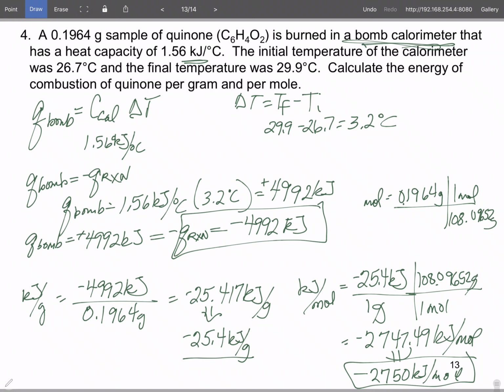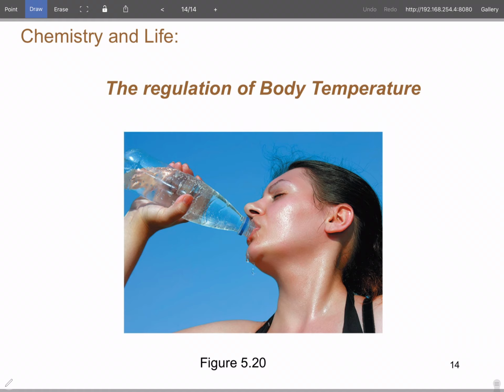Okay, so this is actually critical when you're talking about regulation of body temperature. So this is actually one of those cool ones to read. Some of them are more interesting than others, not going to lie. But this one actually is kind of interesting because this one relates how your body temperature regulates to calorimetry.